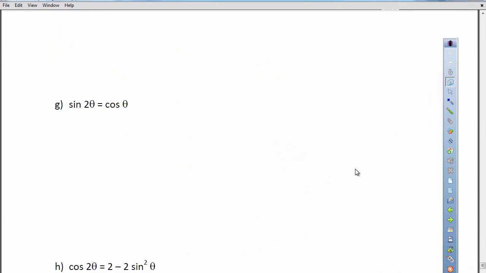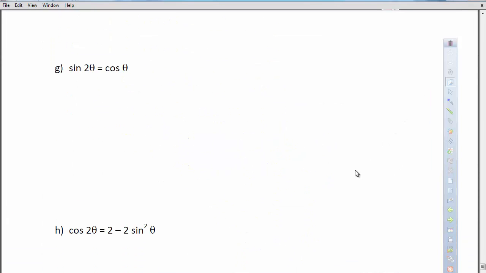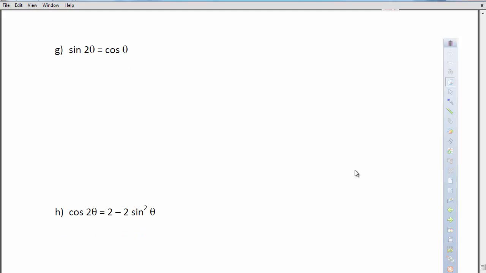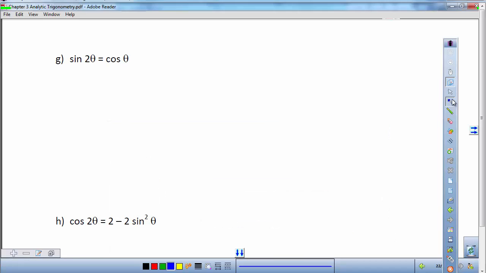Okay. All right, we got G and H. I think we can make it. Okay, sine 2 theta. Okay, I'm going to look on my formula sheet, and I'm going to rewrite that as 2 sine theta cosine theta.